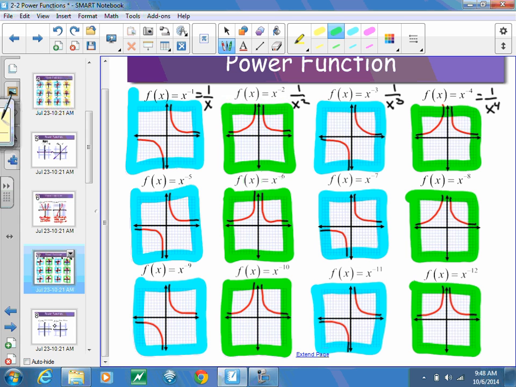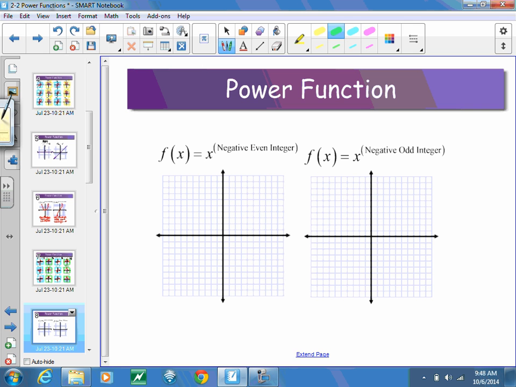So another pattern that we're going to be looking for is when you have a power function that is taken to a negative even integer. So I'm talking about negative 2, negative 4, negative 6, and so on. When you have a negative even integer, this is when we're going to have our two branches in the first and second quadrant. So you're taking x to the power of negative 2, x to the power of negative 4, or thinking about it as 1 over x squared, 1 over x to the fourth. This is what our graph is going to look like.